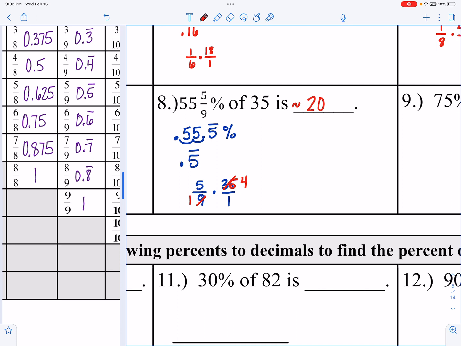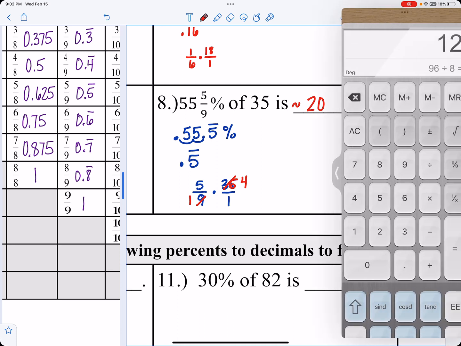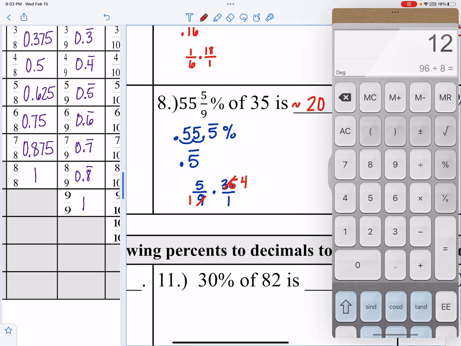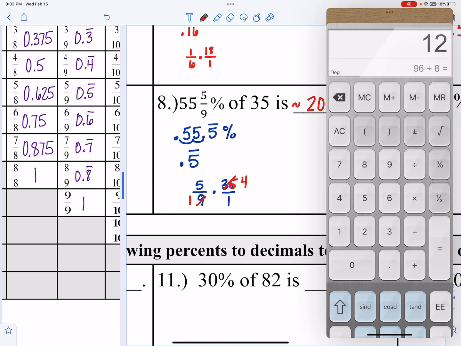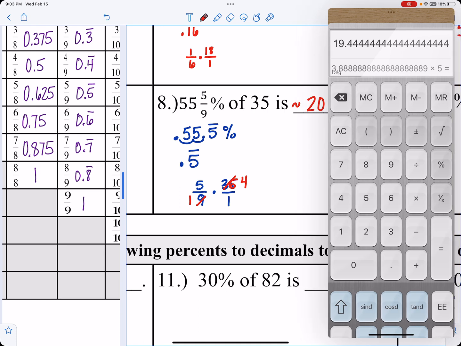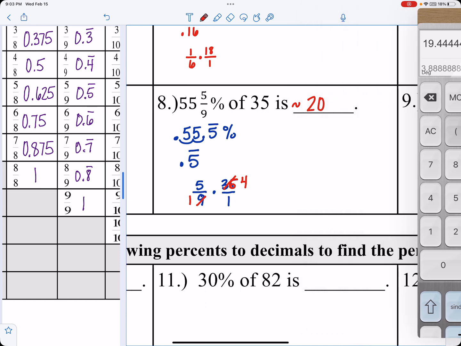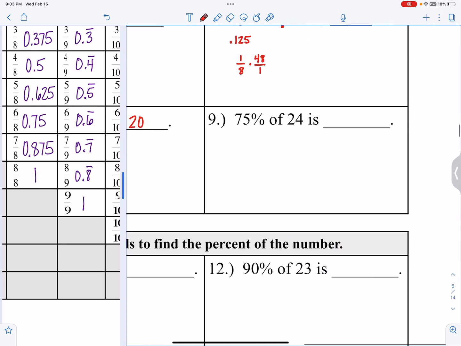Okay, let's just actually see how close that is. So we have our 5/9, which we know is going to be a repeating decimal. Let's go ahead and do our actual 35 divided by 9, and then times the 5, and let's see what we would have got. So 19.4 repeating. So our 20 is really close with that estimate. Okay. All right. Now let's go ahead and do 75.